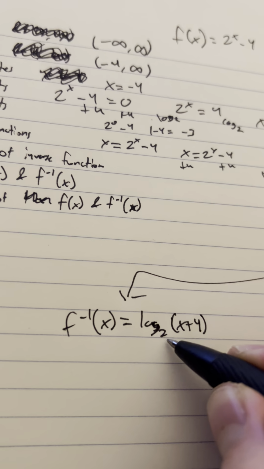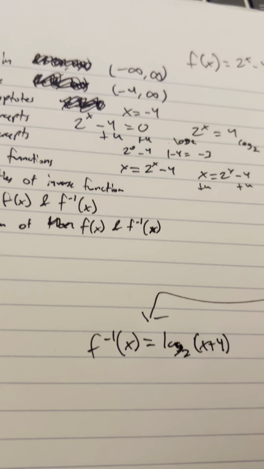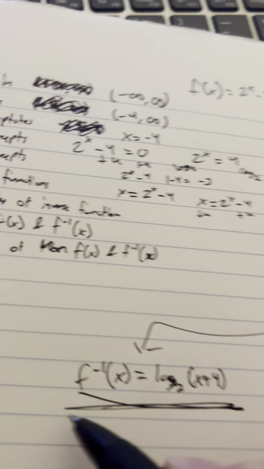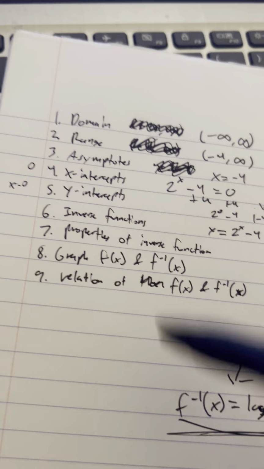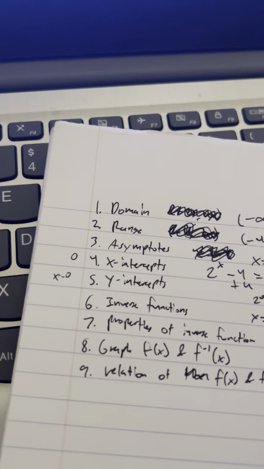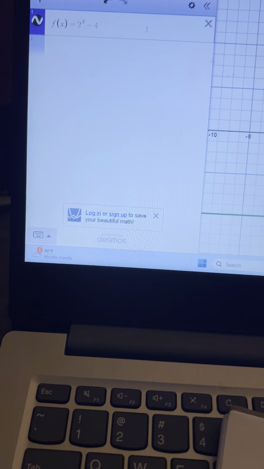Now that parentheses is important because if we didn't add that, then it would just tie the x to the log base 2, and it would be log base 2x plus 4, and that would give us an entirely different function. It's not the same. This right here is going to be the inverse. Now, to identify every other property, we're going to graph this inverse as well on Desmos.